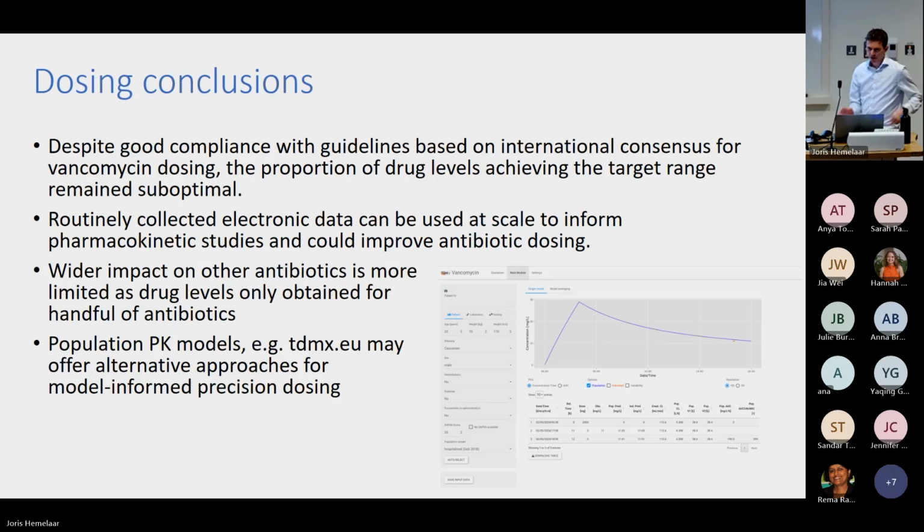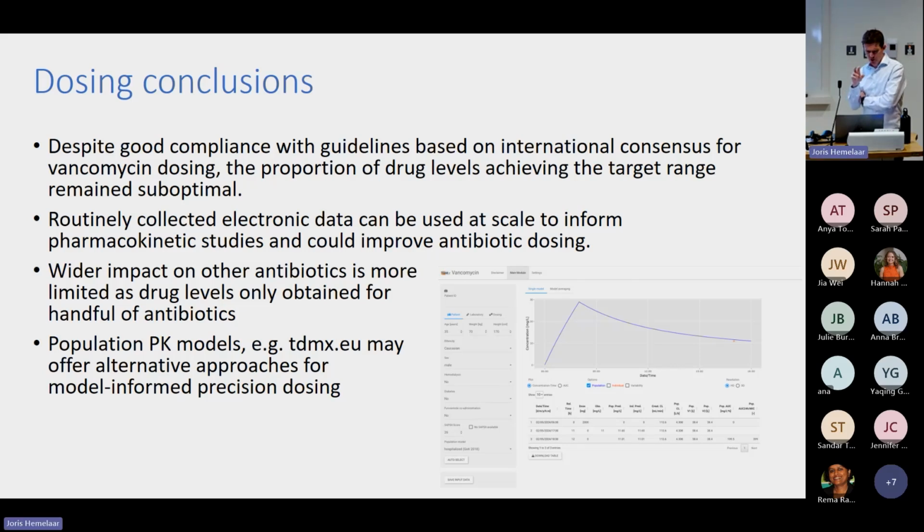So the details here don't matter so much about vancomycin, but I think the point here is that we could use this routinely collected data to say something about how to dose antibiotics more effectively. However, before you think this is an amazing thing that could be used much more widely, the issue is that we don't measure antibiotic levels for many patients. And so we're somewhat limited in how we can apply this.